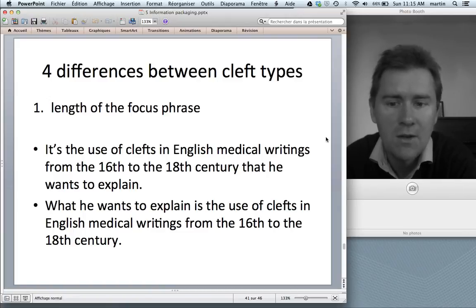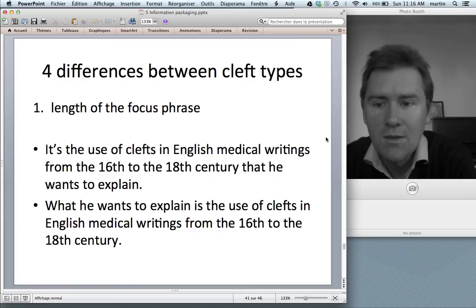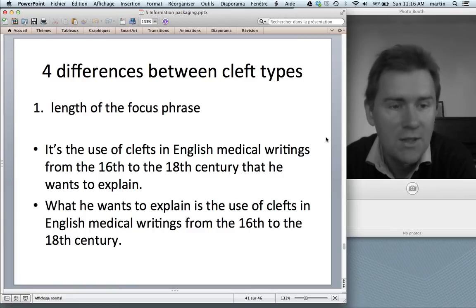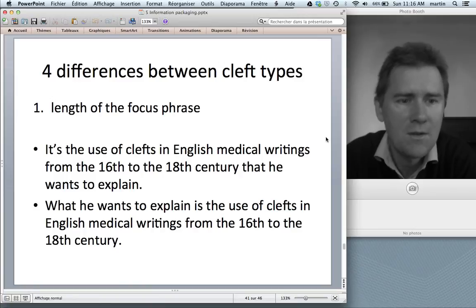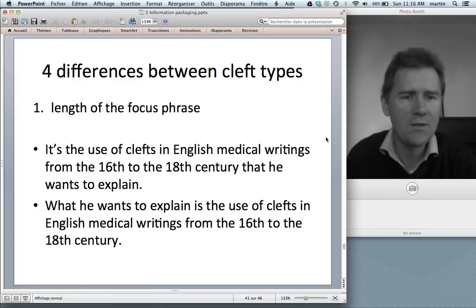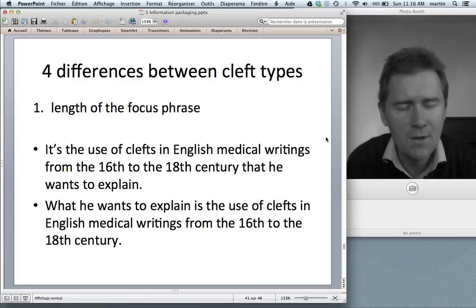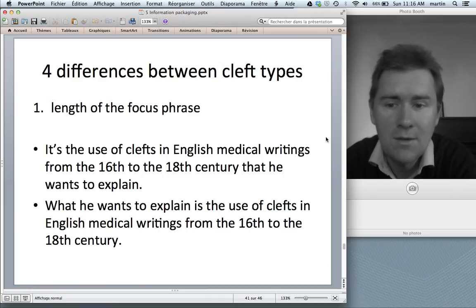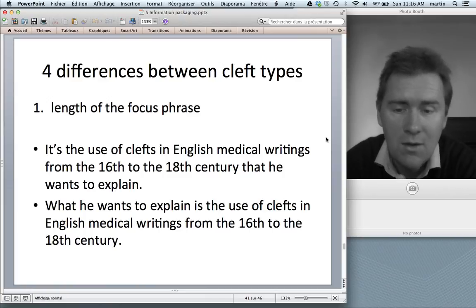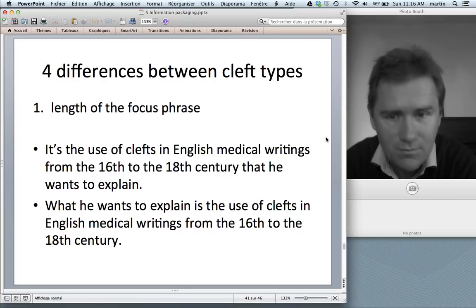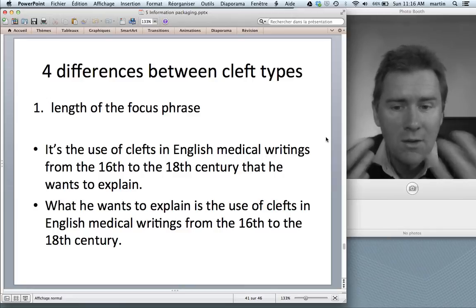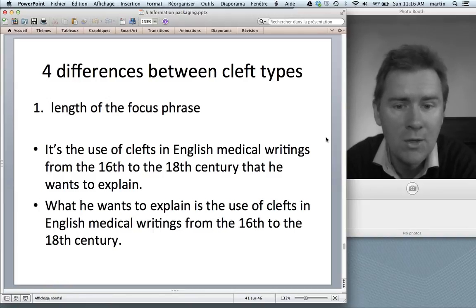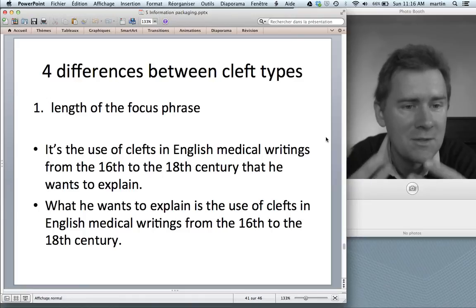And you prefer the second variant because, well, in this case, the focus phrase, the use of clefts in English medical writings from the 16th to the 18th century, that is a very long noun phrase. And there's a preference for speakers to have these very lengthy phrases at the end of an utterance. And there's a reason for that. In the first example, it's the use of clefts in English and so on and so forth. There we have to process this phrase, and we have to keep the rest of the sentence in mind for the time that we process this phrase, and all of that is a fairly heavy load on our working memory. So that feels uncomfortable, or it feels stressful.